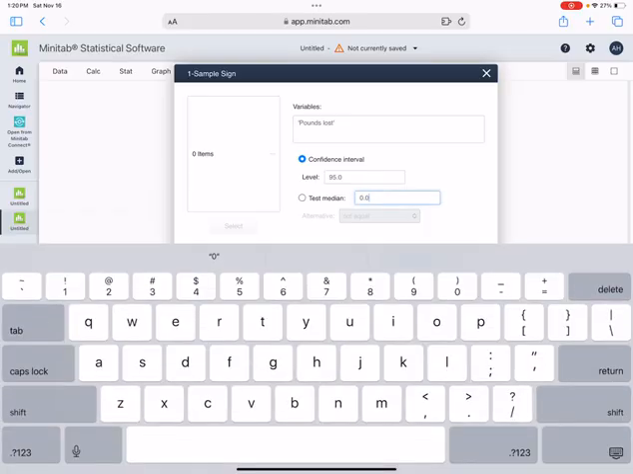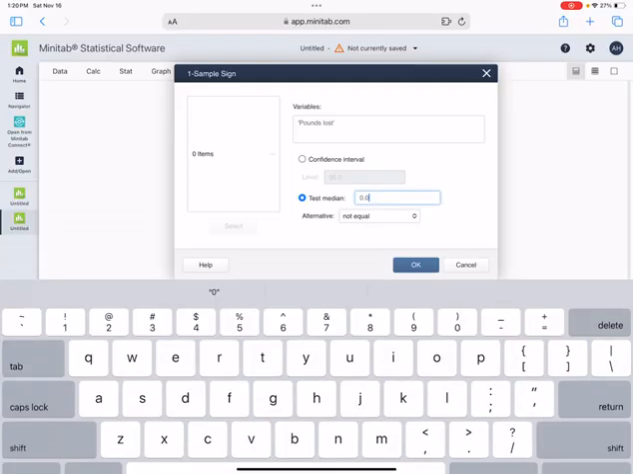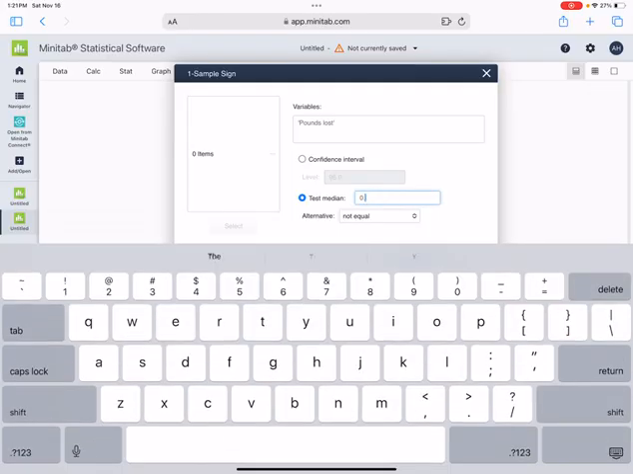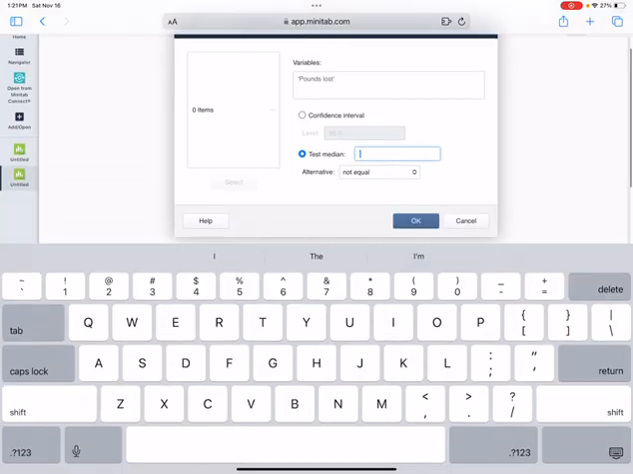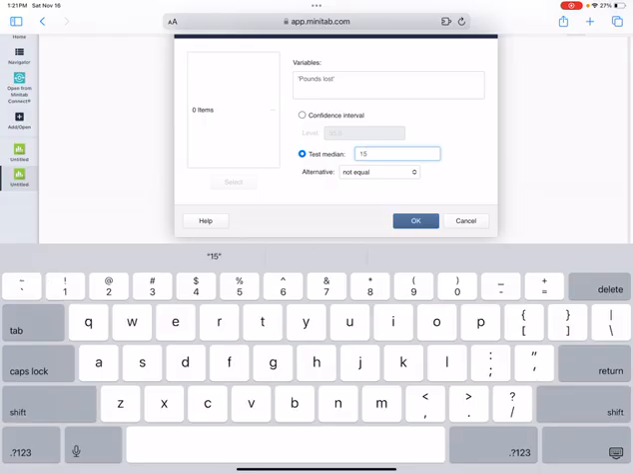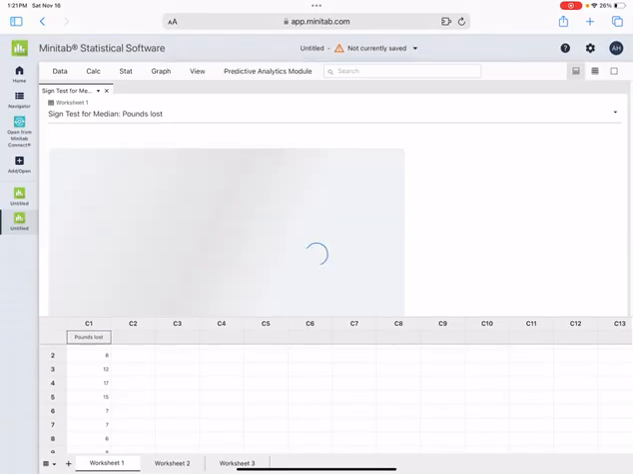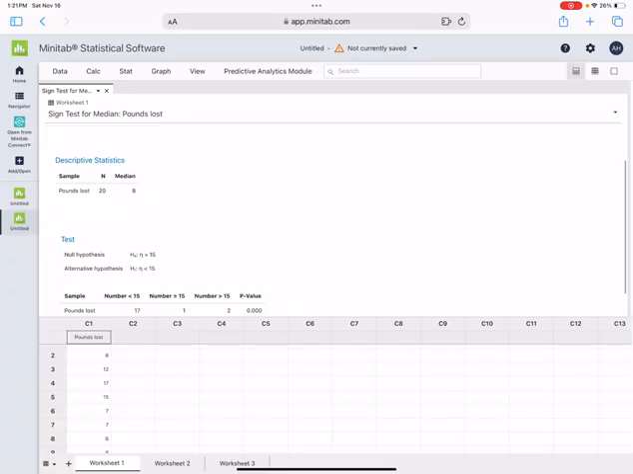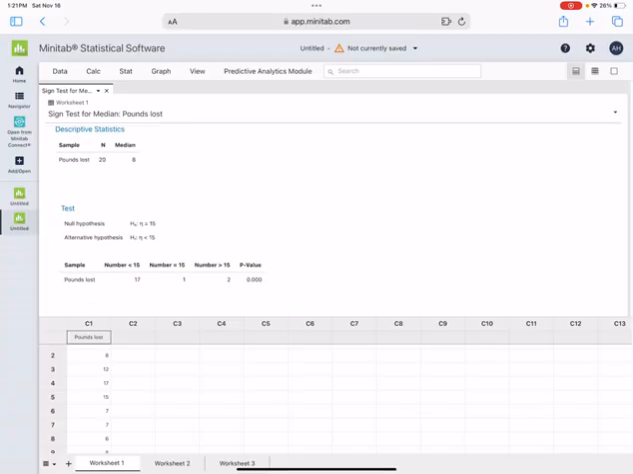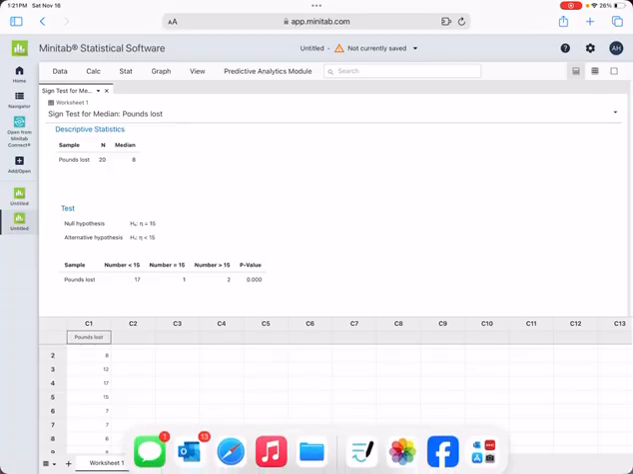Now, what are we going to put for the test median, right? Actually, sorry, forget the confidence interval. We're not doing that. I lied. Our test median is going to be 15, right? And what's our alternative going to be? Well, it's going to be less than, right? So let's see what happens when we do this. Right? So you see how they divide it into less than, equal, and greater than? So a lot of people lost less than 15 pounds, and very few lost more. So the p-value is so small it doesn't even appear, right?